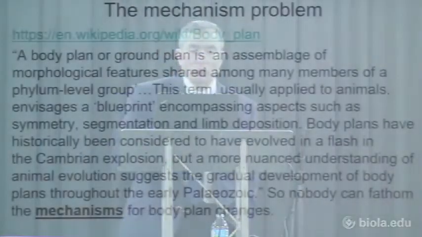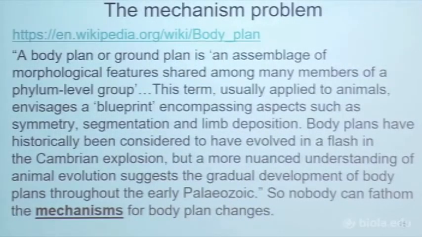If it somehow came extrinsically. Body plans. A body plan is the ground plan of the assemblage of morphological features shared among common members of a phylum-level group. The term is usually applied to animals, and it's the blueprint encompassing aspects such as symmetry, segmentation, limb deposition.